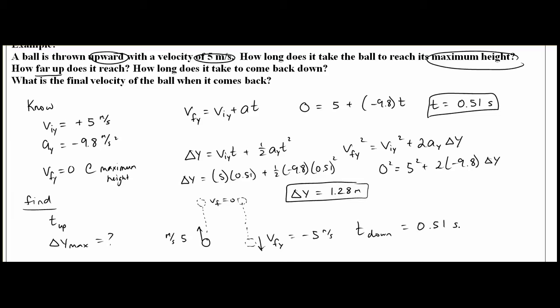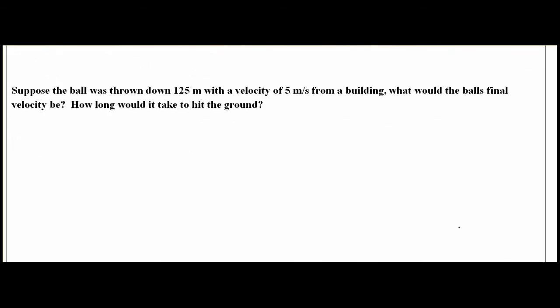Okay, so let's try another example of this, a little different this time. It says, suppose the ball was thrown down, that's key, thrown down from a 125 meter building with a velocity of 5 meters per second. What would the ball's final velocity be? How long would it take to reach the ground?